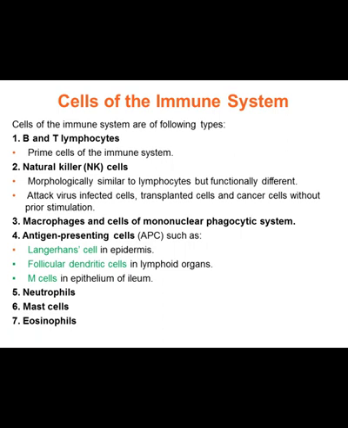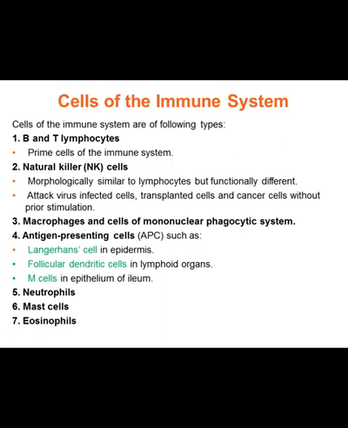Now we come to the cells of the immune system. Cells of the immune system are number 1, B and T lymphocytes. These are the prime cells of the immune system. Second are natural killer cells or NK cells. These are morphologically similar to lymphocytes, but functionally they are different. These NK cells attack virus-infected cells, transplanted cells, and cancer cells without prior stimulation.